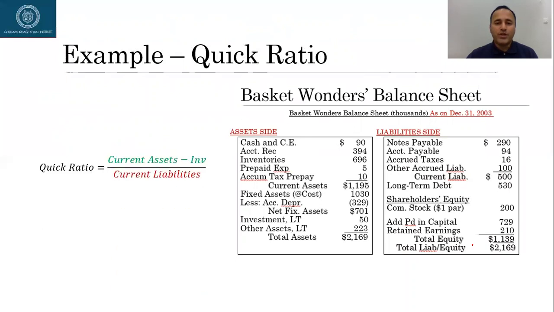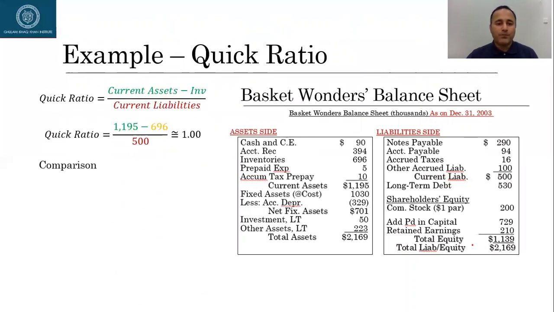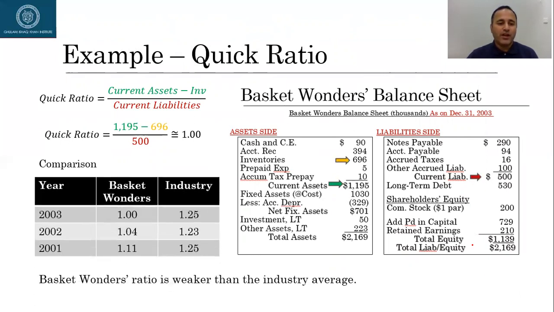If I compare Basket Funders with the industry, the Basket Funders quick ratio is equal to 1. But compared to the industry, they're underperforming, which means that compared to the industry, Basket Funders is carrying more inventory. They're probably sitting on the inventory for a longer time, which is not an efficient utilization of inventory. We will talk about inventory turnover in my coming lectures. Inventory management is one of the most important functions that a finance manager has to perform.